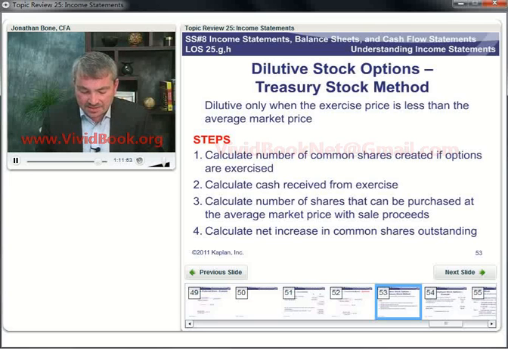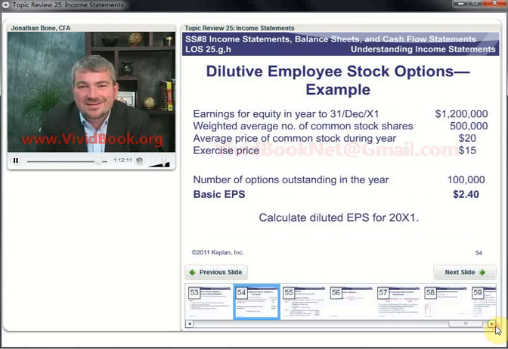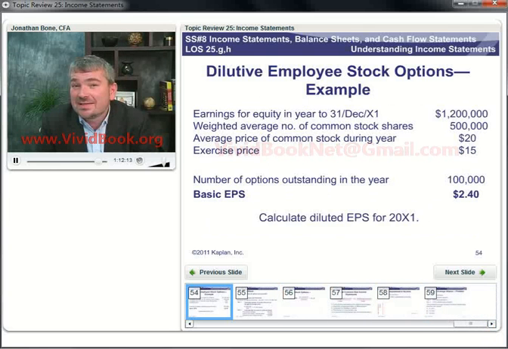Well, let's jump straight into an example to see this in play. So we've got earnings for our common stockholders of 1.2 million. There's 500,000 weighted average shares in issue. So we've also been told, what have we been told? Average price of our common stock during the year was $20. Strike price on these options, $15.